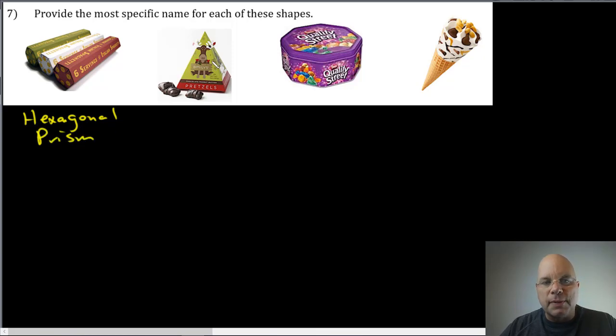This is clearly a pyramid. We have a single base and then it goes to a vertex. I suspect that this is a square base, but since we can't see the whole square, if you said square pyramid or rectangular pyramid or triangular pyramid, I would accept any one of those three. But I believe it's a square pyramid.